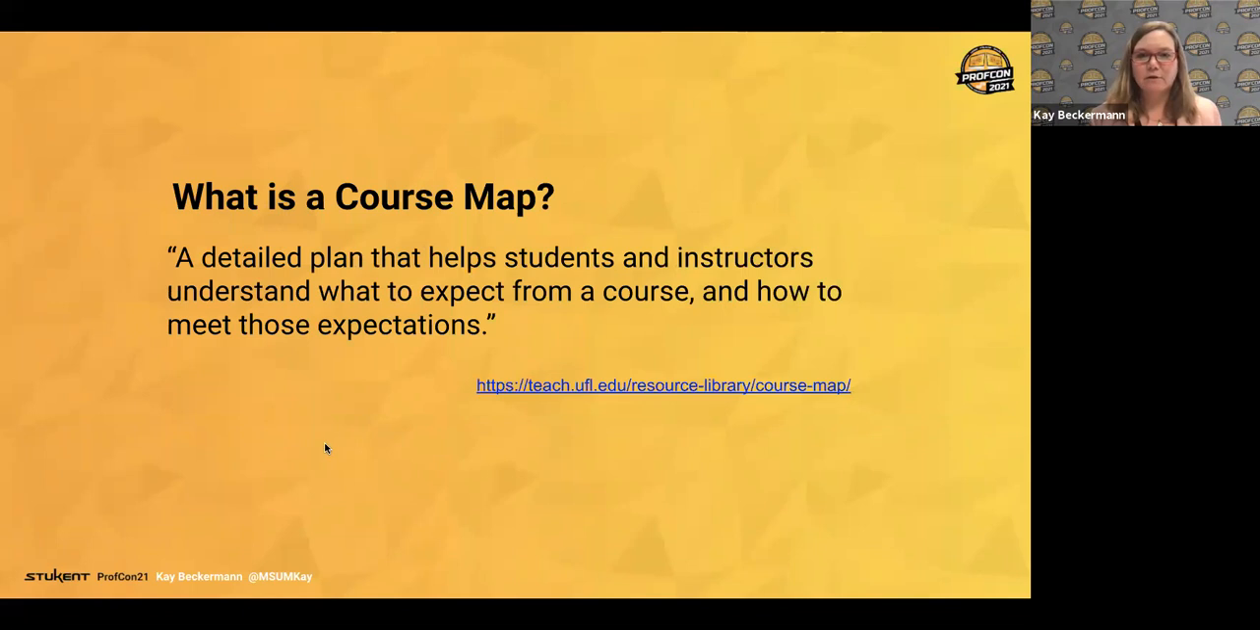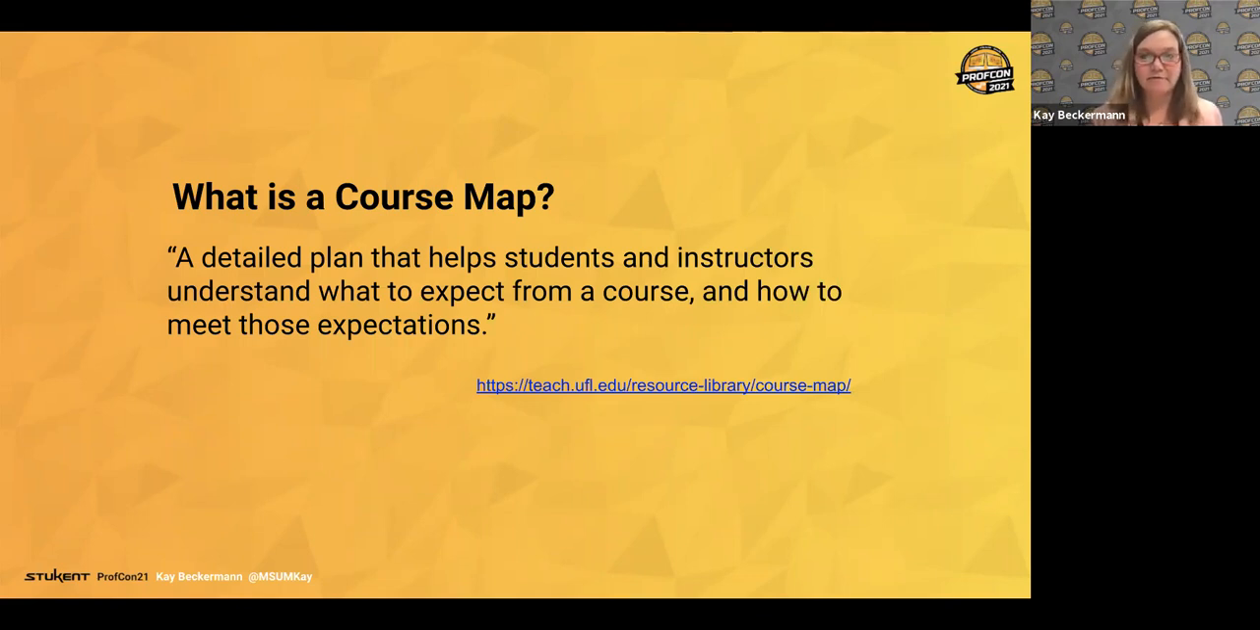So what is a course map? I just pulled this from the University of Florida because I thought this was a really good explanation. It is simply a detailed plan. It helps everyone involved with the course understand what to expect and how you're going to meet those expectations. I thought that was great.